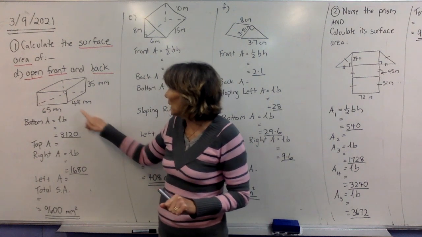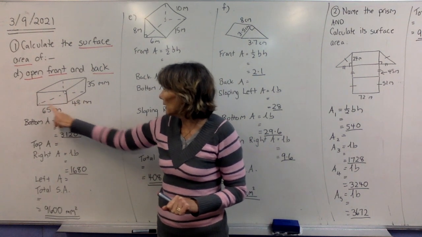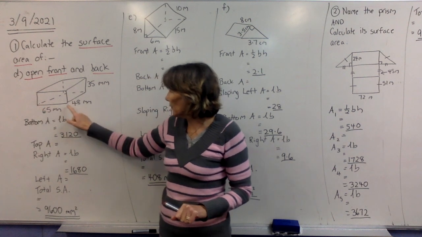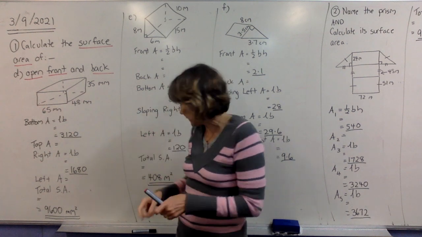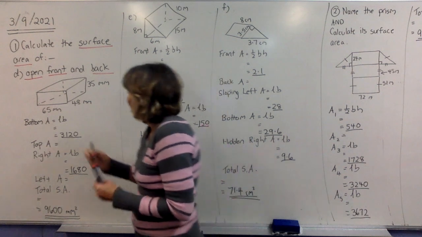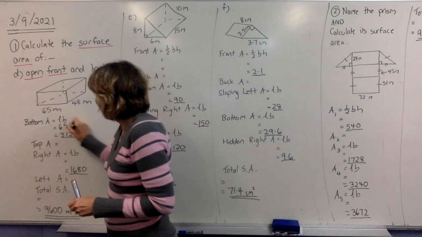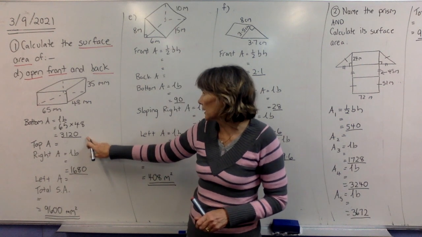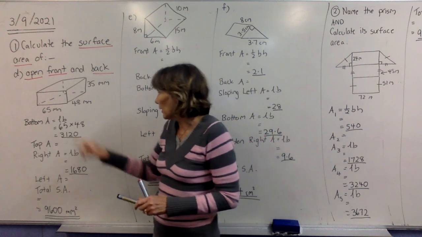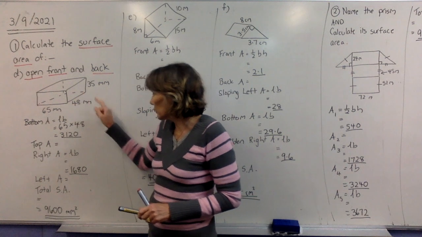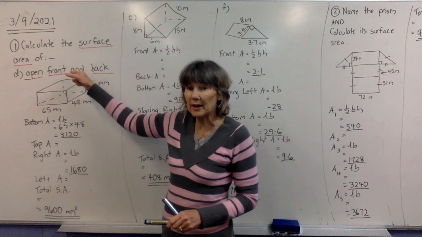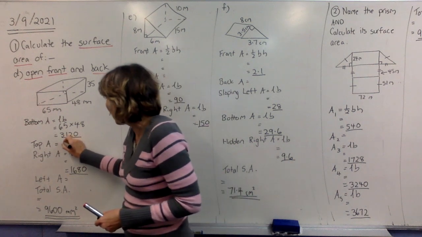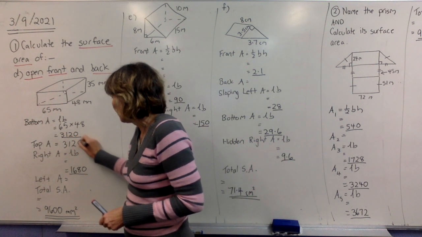Okay, so we're going to start with our bottom, because we can see the bottom there pretty clearly. It's got 65 times 48 on that rectangle. And if we multiply those out, I've already worked it out on the calculator, that's your answer. Now that's the bottom area there. Now the top is the opposite face, and we can see they're the same, so we're just going to write down the same answer.